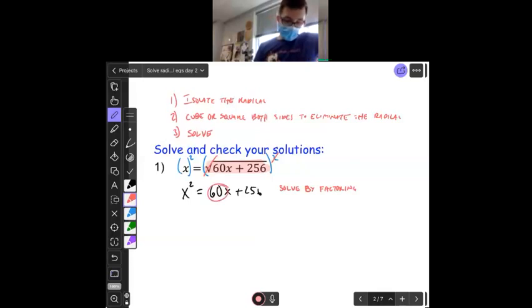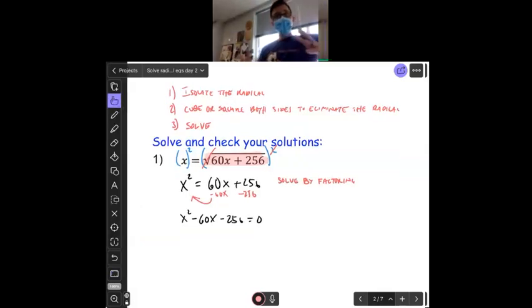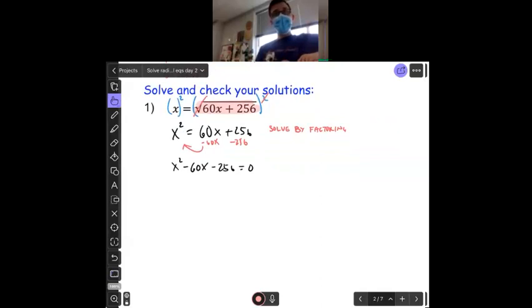So both of these need to head to the left. So I'm going to subtract 60x over. I'm going to subtract 256 over. Okay? That gives me x squared minus 60x minus 256 equals 0. Make sure you have an equation that's equal to 0. Should be looking at that and saying, oh, I can just do some AC method on that.